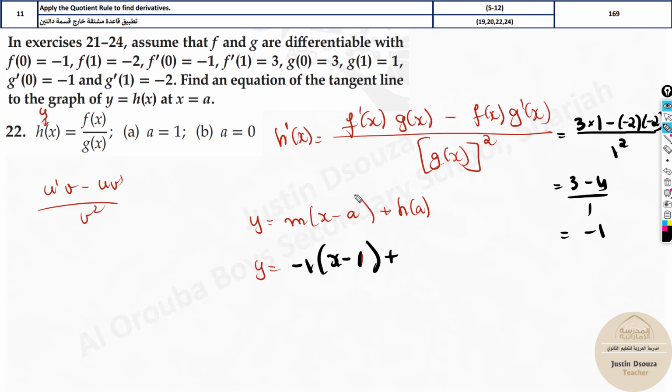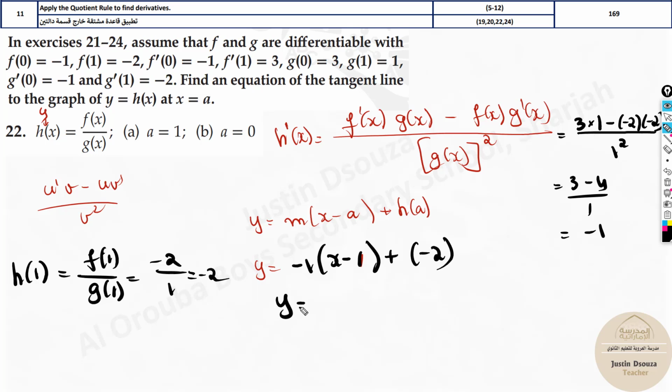And what is this h of a? Substitute in this given value h of 1. Okay, because a value is 1. So f of 1 divided by g of 1. Now what is f of 1? Here f of 1 is minus 2 divided by g of 1. Where is g of 1? Here is 1. So it's basically minus 2. So the answer is minus 2.